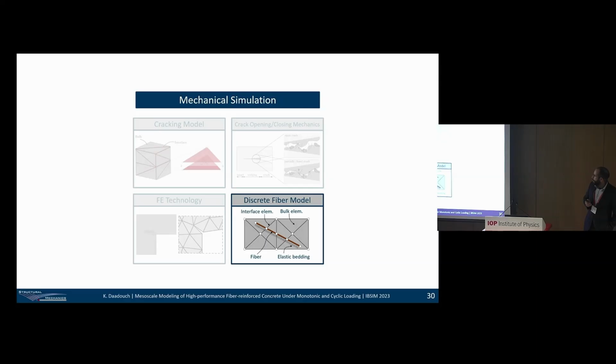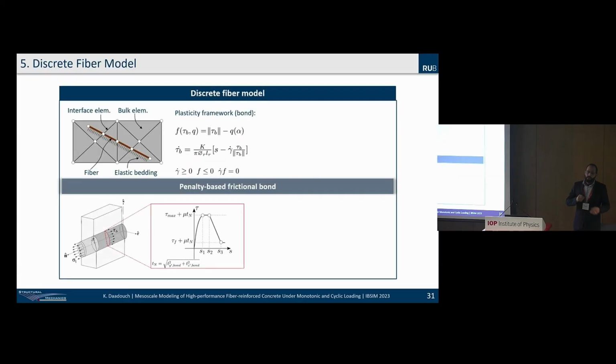To model the fibers, we model them discretely. We don't homogenize them in the material, but we want to model them as they are. So we discretize every fiber with standard Lagrangian Timoshenko beam elements, the standard beam formulation. And every beam element, we check where it intersects the background mesh, the bulk element, and then we introduce bond elements, which dictate the relationship between the fiber and the cement it is embedded in.